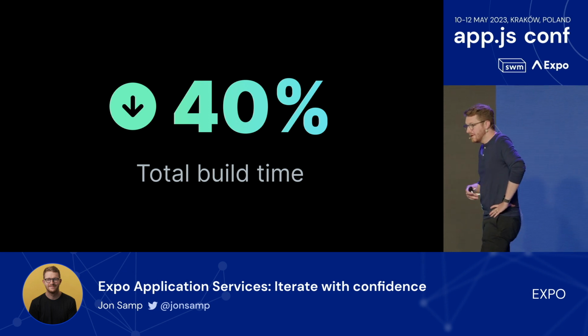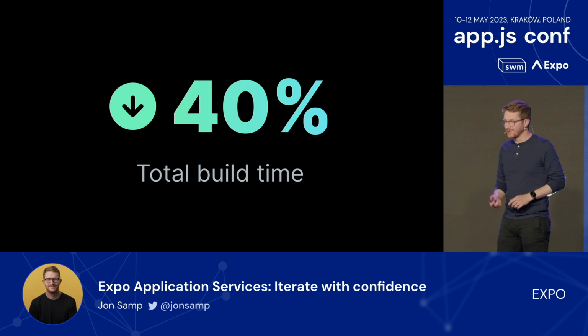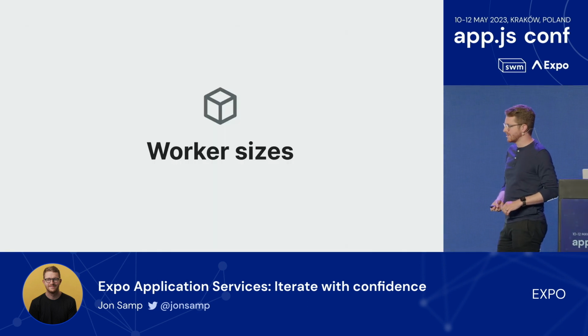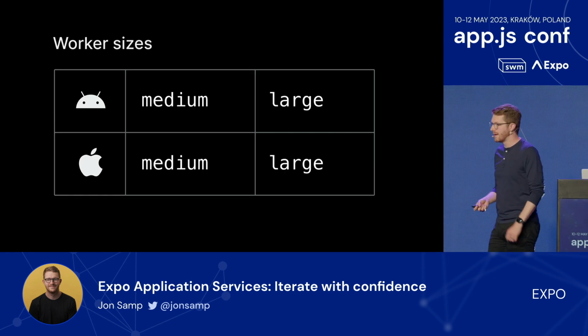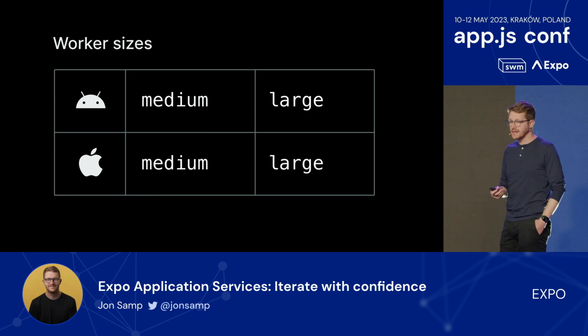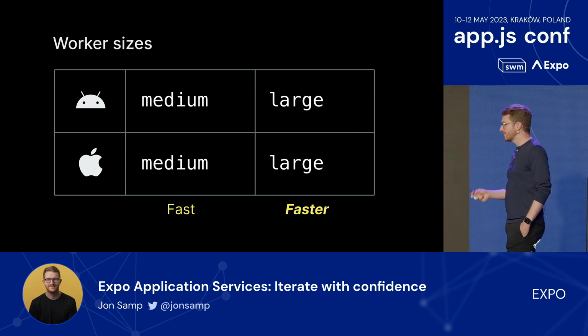But you might be saying, I wish we could build even faster than that. I mean, 9 minutes is still 9 minutes, right? So we're introducing worker sizes for builds. How this works is we have Android and Apple worker sizes. And by default, those new Apple Silicon workers are available to everybody. And those are the medium-sized workers. And we also have medium Android-sized workers. But we're introducing these large-sized workers. And those are even faster.